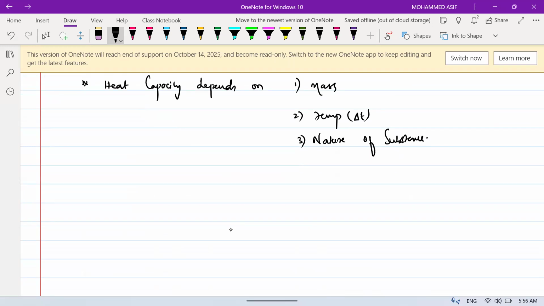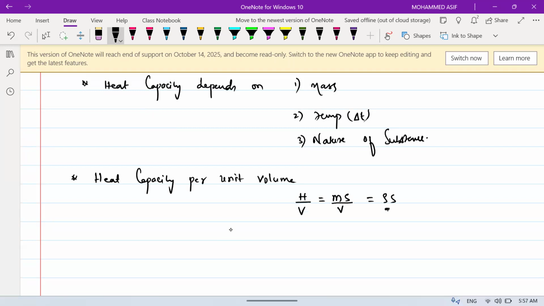Now tell me the answer for this one, anyone? If someone asks you, what is heat capacity per unit volume? Heat capacity per unit volume. Heat capacity means m into s divided by volume. Mass by volume is density. So it is rho into s.